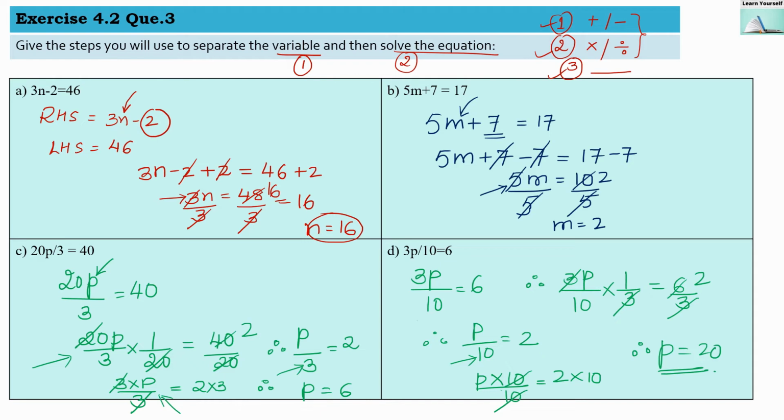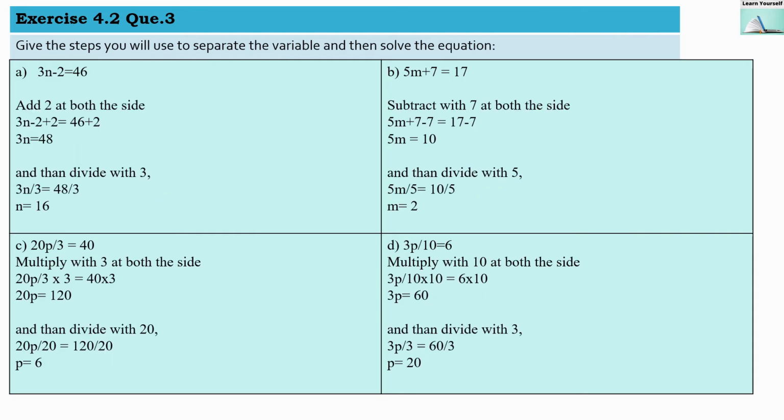In this kind of question, we have to see what numbers are there with our variable, whether they are in addition, subtraction, multiplication or division. We have to do the opposite operation and remove those numbers. Simultaneously, we have to do all those operations on the other side as well, so at the end we get the answer. Now this is the way we are going to write it in our notebook.